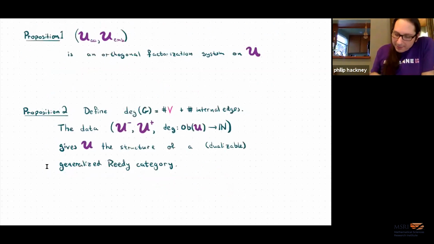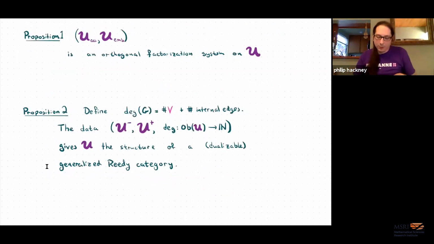So here are a couple of propositions about this category, in the structure that we've just seen. First of all, this pair consisting of these active maps and these embeddings is an orthogonal factorization system on U. So every map factors uniquely as an active map followed by an embedding.